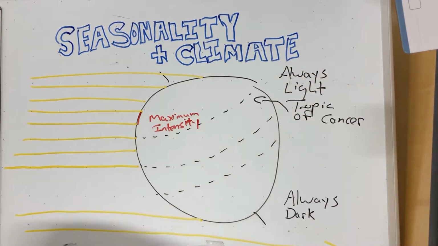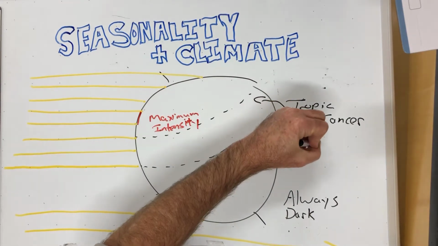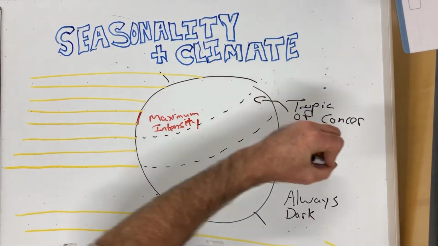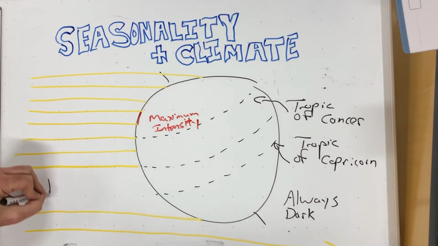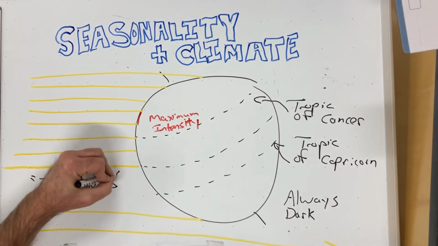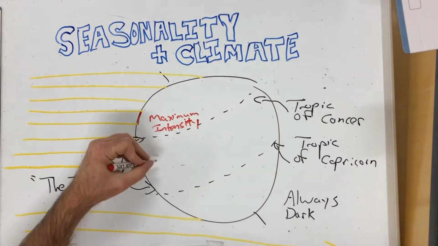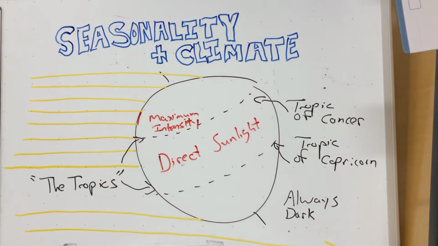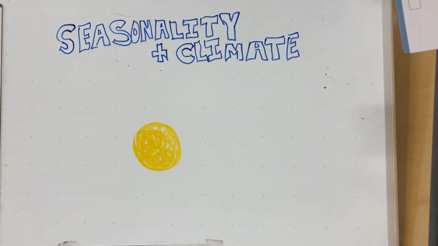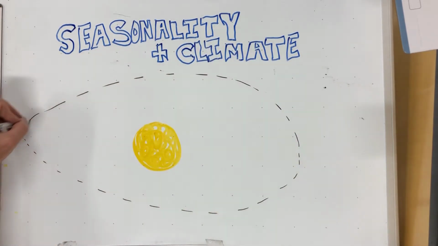And then I'll go ahead and name the southern tropic. The southern tropic is going to be called the Tropic of Capricorn. And if you're in between these two imaginary lines that are 23.5 degrees north and 23.5 degrees south of the equator, you're going to be in an area of the world known as the tropics. And in the tropics, what that means is at some point during the year, you're going to get 100% direct sunlight. So now let's take a look at how our seasons change as the Earth orbits around the sun.